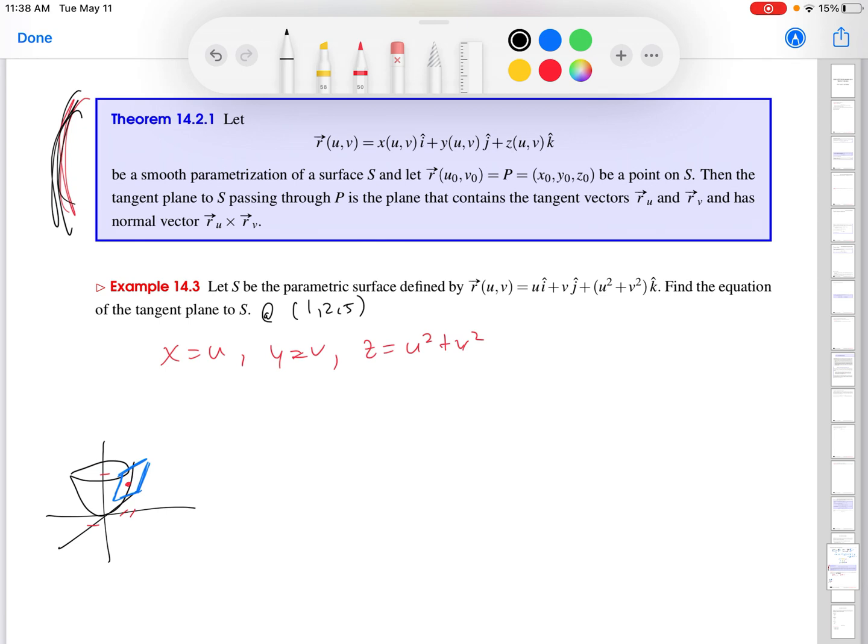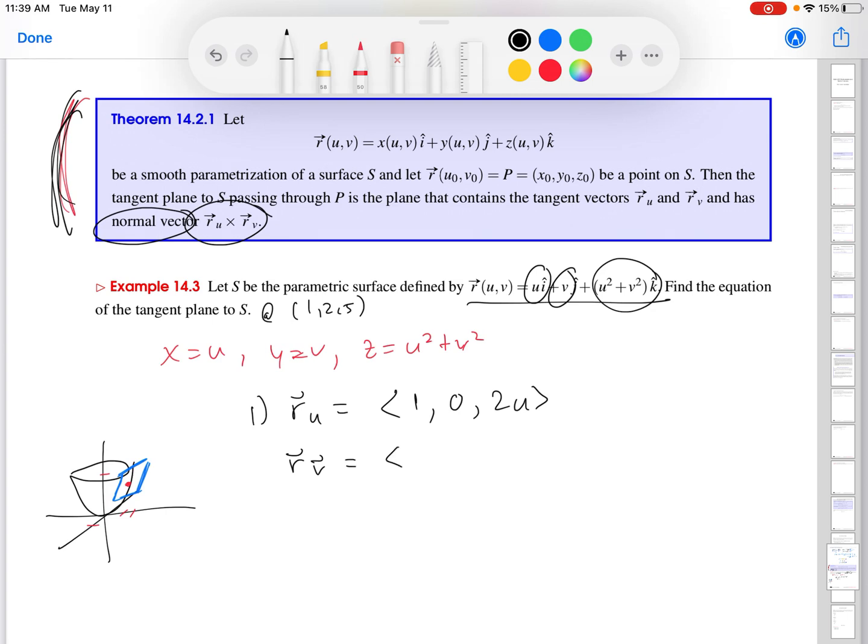So what is my parameterization? There it is. So the theorem says that the normal vector of that tangent plane is given by this. So I need to do a few things. I need to calculate the partial derivative of r with respect to u. So the derivative of u with respect to u is 1. And then the derivative here with respect to u is 0. And then here with respect to u I get 2u. I also have to calculate r sub v. So I go back and redo all this, but differentiate with respect to v. The derivative there is 0. The derivative here is 1. And the derivative here is 2v.